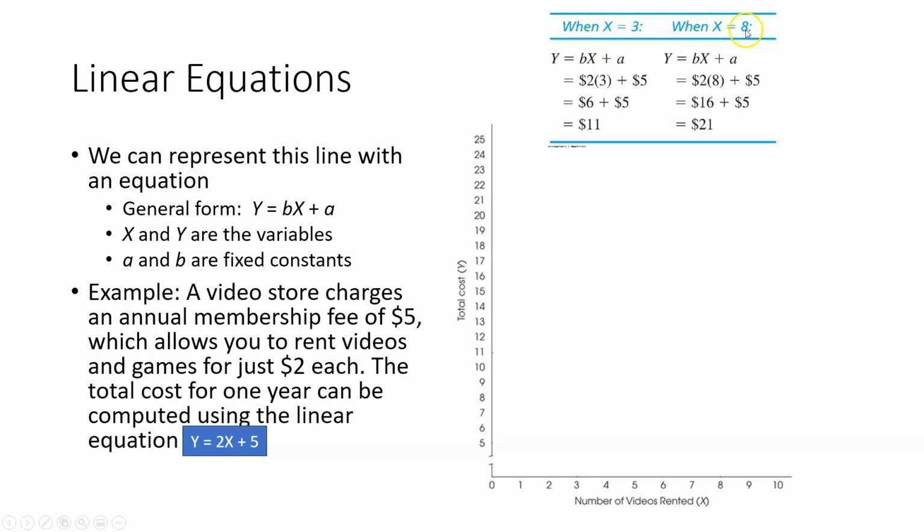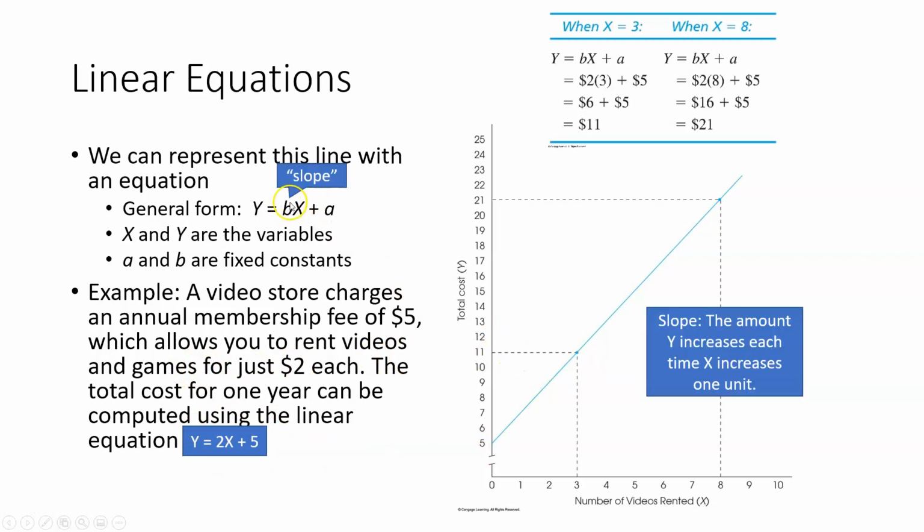If you rent 8 videos, then you could plug in that 8 instead for the x, and you could carry the formula through, and you would realize that you pay $21 a year. In this situation, we would plot 3 videos per year and $11 paid, or 8 videos per year and $21 paid, and we would plot those two dots right there. That would allow us to connect the dots and draw a line that represents the regression equation that we computed over here based on the scenario.